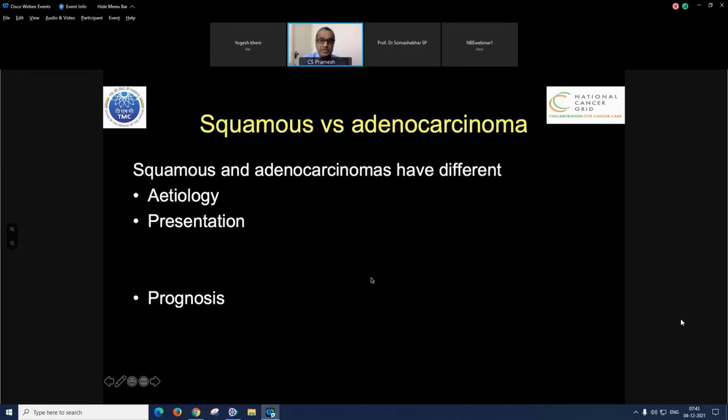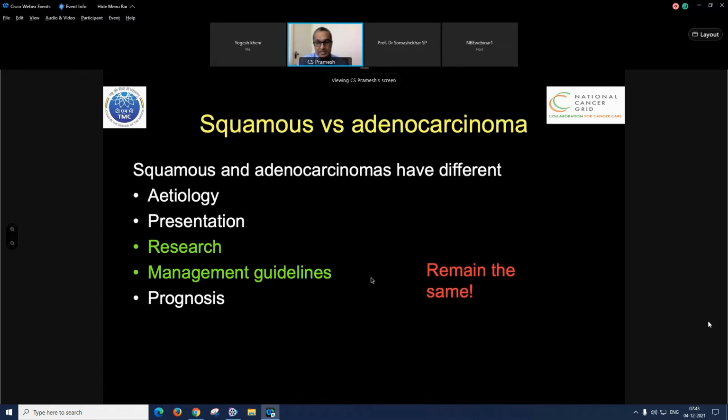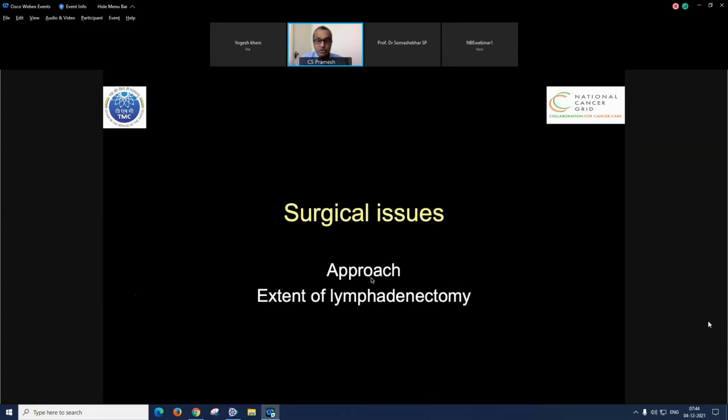So we do realize that squamous and adenocarcinomas have different etiology, different presentation, and different prognosis. But unfortunately, till very recently, most of the research as well as the management guidelines have remained the same. So this is an important point that I want you to understand. Any future research that we design should have different strata for squamous and adenocarcinomas. So we'll move on to the surgical issues.